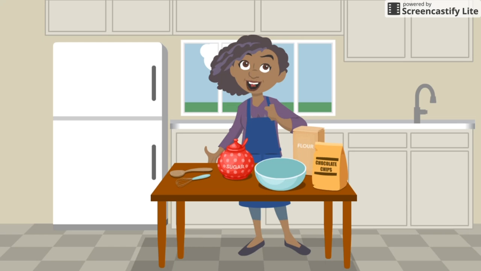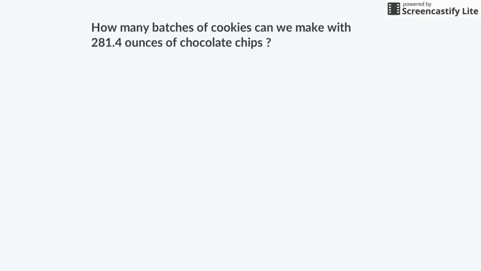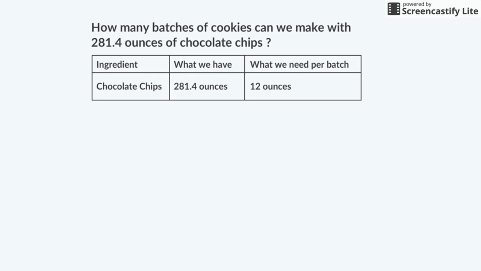I can use division to figure out how many batches of cookies we can make based on the amount of chocolate chips we have. The question is, how many batches of cookies can we make with 281.4 ounces of chocolate chips? How can we use division to determine the number of batches of cookies that we can make?